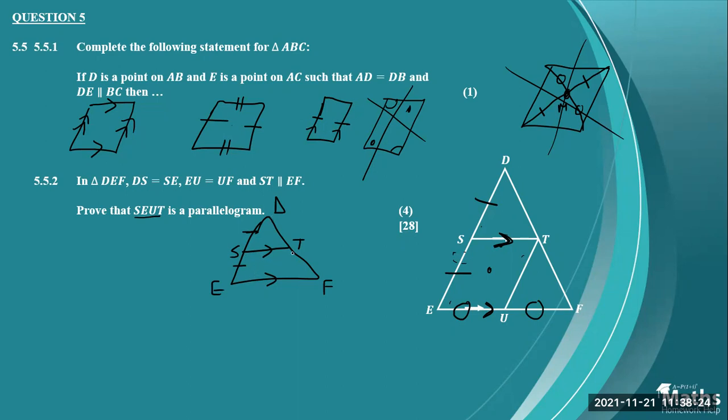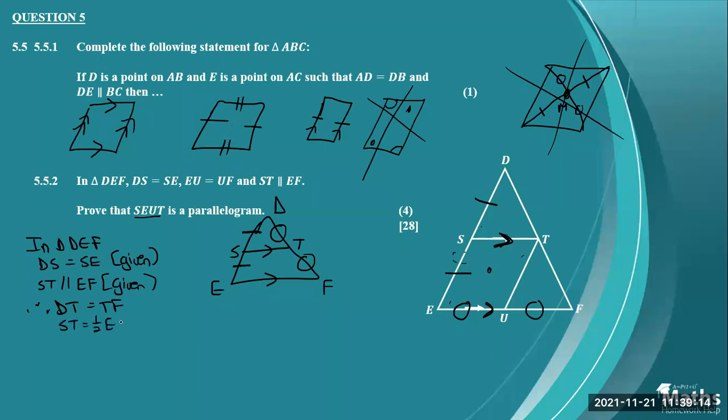We can derive that DT will be equal to TF, right? So I'm just going to say, in triangle DEF, DS is equal to SE, it's given. ST is parallel to EF, that's given. Now, because these requirements are met, therefore DT will be equal to TF, and ST will be equal to half of EF because of the midpoint theorem.